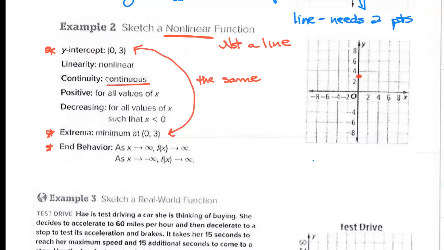Now, take a look at the end behavior. This is the other important one. As x is going to positive infinity, which direction is that? To the right or to the left? To the right. Your y values are going up or down? Up. As x approaches negative infinity, that means it's going to the left. Your y values are going up.